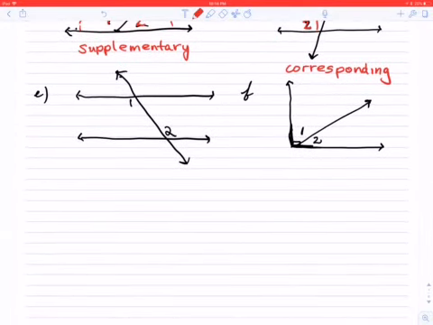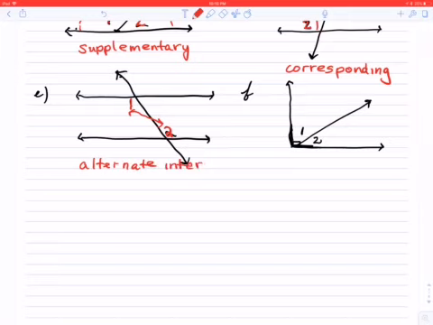For E, angles 1 and 2 are inside the parallel lines, on opposite sides of the transversal, but not next to each other, or inside the parallel lines, but on the diagonal. These are alternate interior angles. In F, angles 1 and 2 together form that right angle. So angles 1 and 2 are complementary.